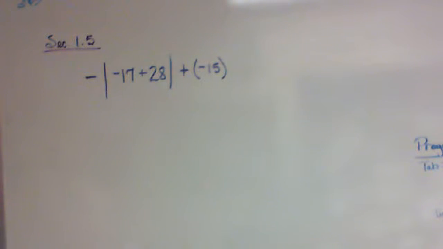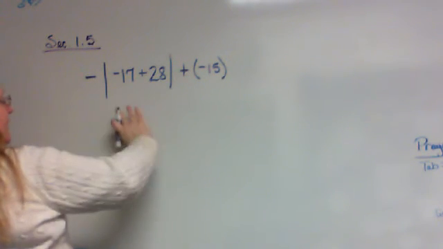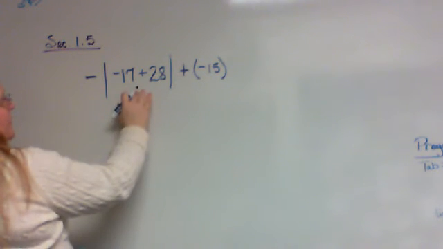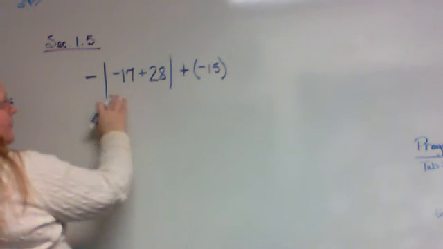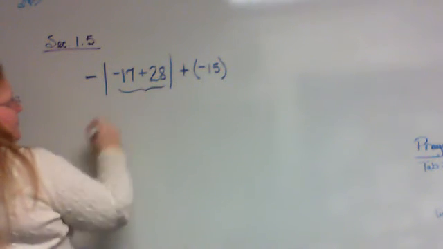Yes, those are absolute value bars. Yes, I hope you're done. If you're not, you should pause it because I'm getting ready to work it out. Okay. Before we do anything else, we have to do the stuff inside of our grouping symbol. This is our grouping symbol because it's got more than one number in it. So I need to take care of this part first.